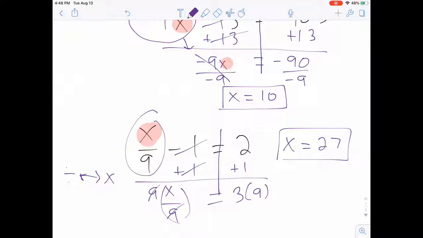Another way you could have solved this: x over 9 equals 3. You could turn this into a fraction by putting it over 1. Any whole number can be turned into a fraction by putting it over 1. And then you can cross multiply. x times 1 is x. The equal sign stays there, and 3 times 9 is 27. So both will give you the same answer.